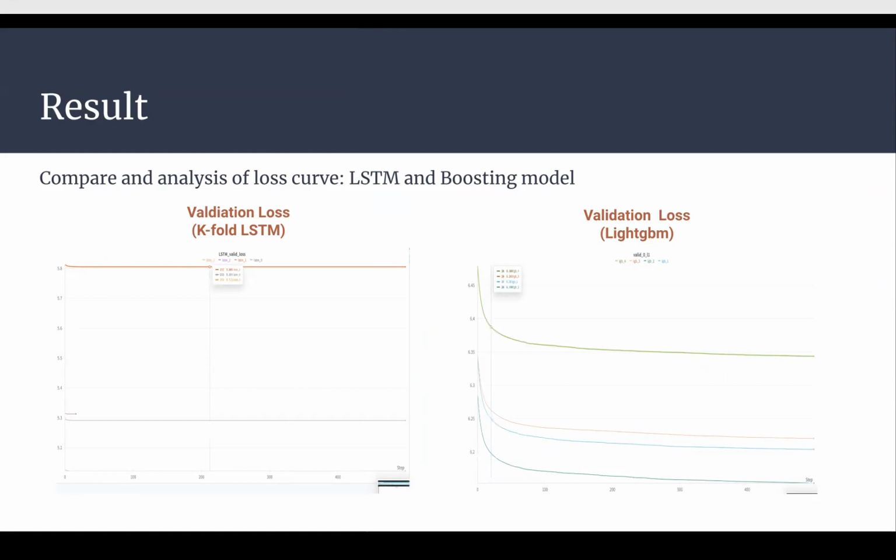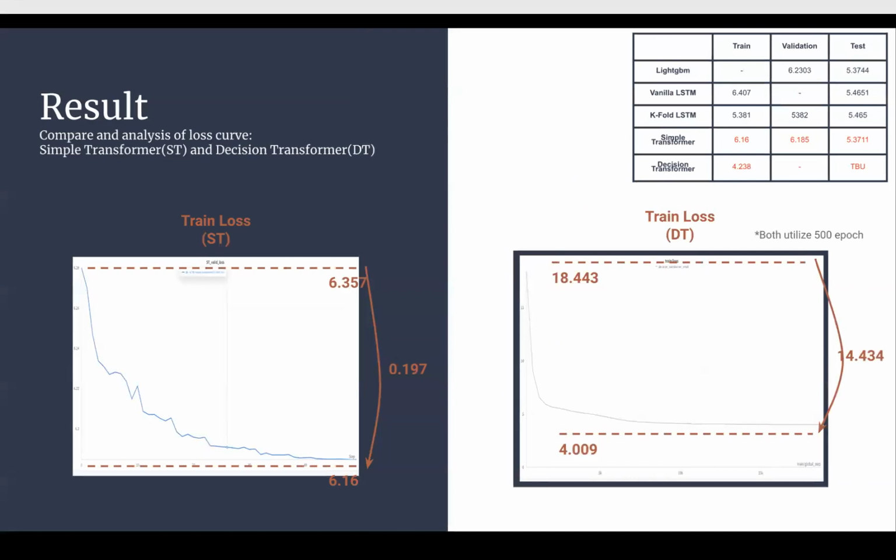The LSTM loss has converged but has not decreased that much. As you can see in the graph by the data split, they show a great difference in the initial loss, but in the test loss, which was about 5.465, it showed a not-that-bad score, while LightGBM showed about 5.37.